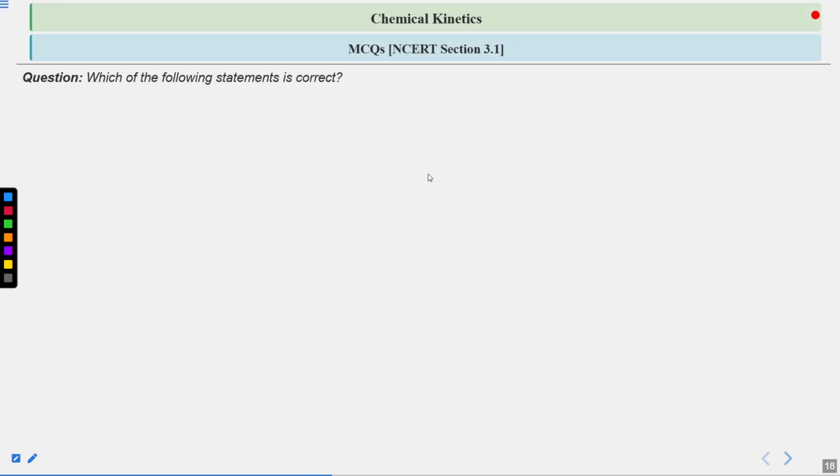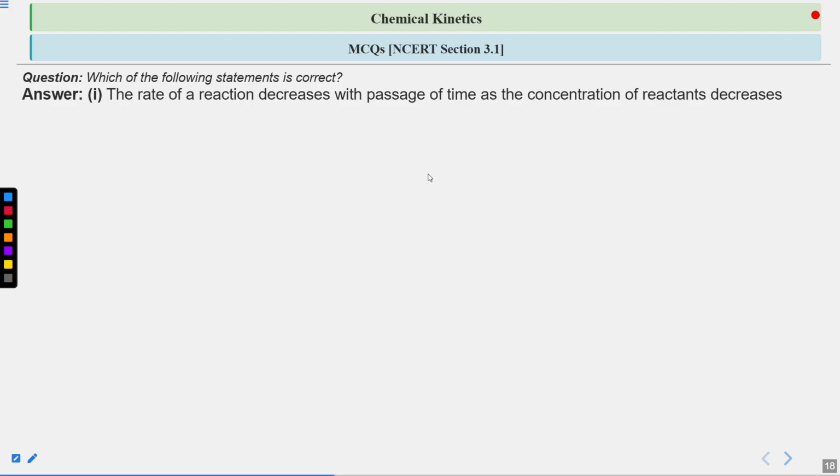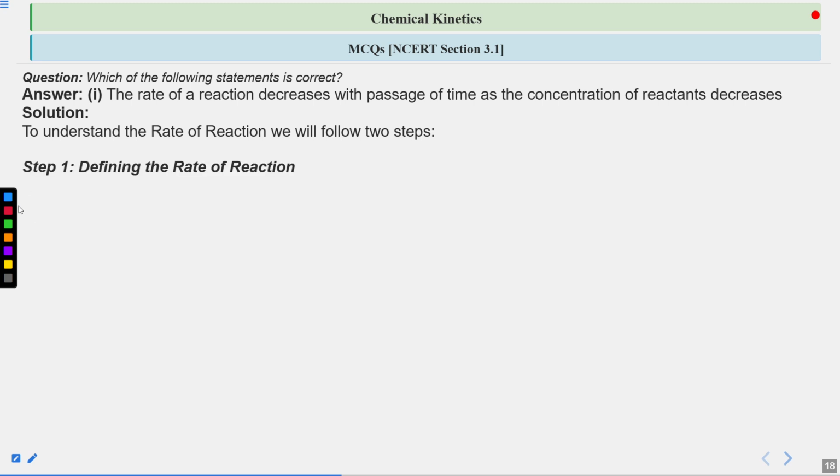So for this given question, the correct answer is option first, that is, the rate of a reaction will decrease with the passage of time as the concentration of reactant decreases. To understand the rate of reaction, we will follow two steps. The first step is defining the rate of reaction.